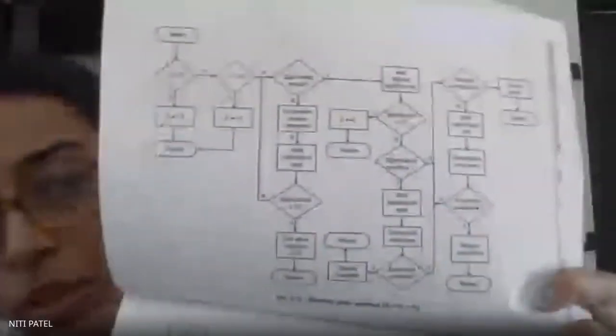Now, what we will be doing in that is, I'll just show you. If you could see the screen, these are the algorithms for addition. Same you have for subtraction.